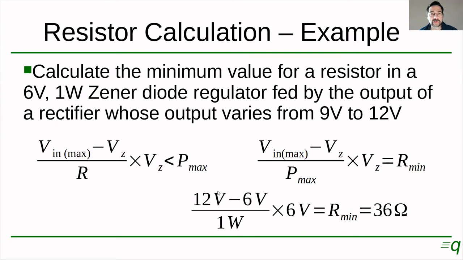And substituting those values, right? 12 volts is the maximum input voltage, minus 6 volts, which is the Zener voltage, divided by 1 watt, which is the maximum power that the diode can handle, times 6 volts, which is the Zener voltage again. That's the minimum resistance, and that ends up being 36 ohms, okay?